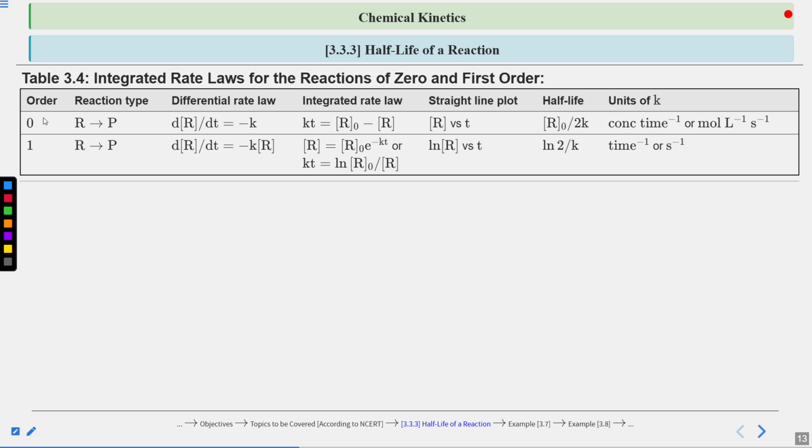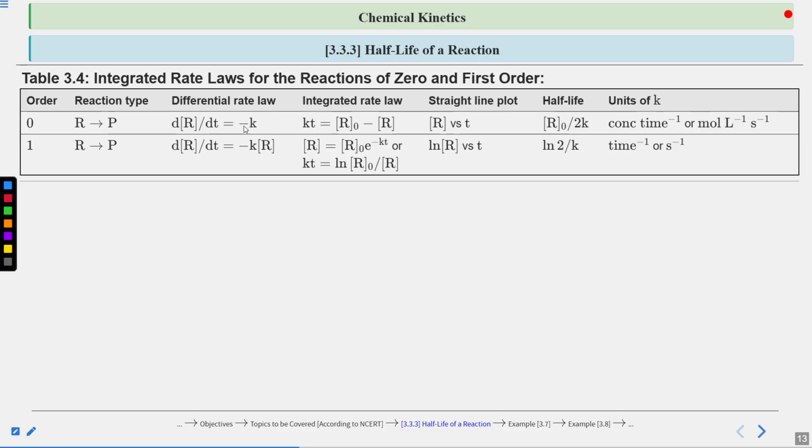So if the order is 0 for the zero order reaction, the reaction type is reactant converting to product. The differential rate law for this is dR by dt equals minus k. The integrated rate law will be k times t equals R naught minus R. Okay, this is the integrated rate law. We just derived this in the previous lecture also from this differential rate equation of the rate law, right?